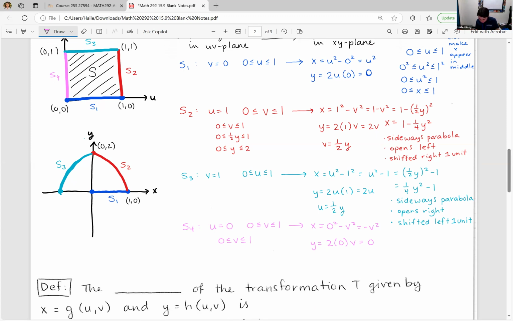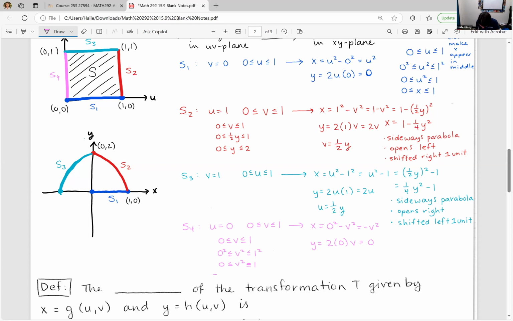So what do we know about this? We want to bound x. What we're trying to make show up is negative v squared. Okay. So first I can square every piece of this inequality. So we have 0 less than or equal to v squared less than or equal to 1.